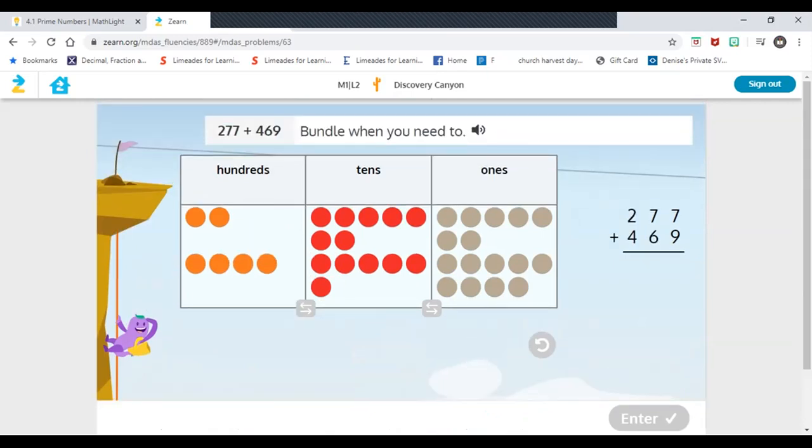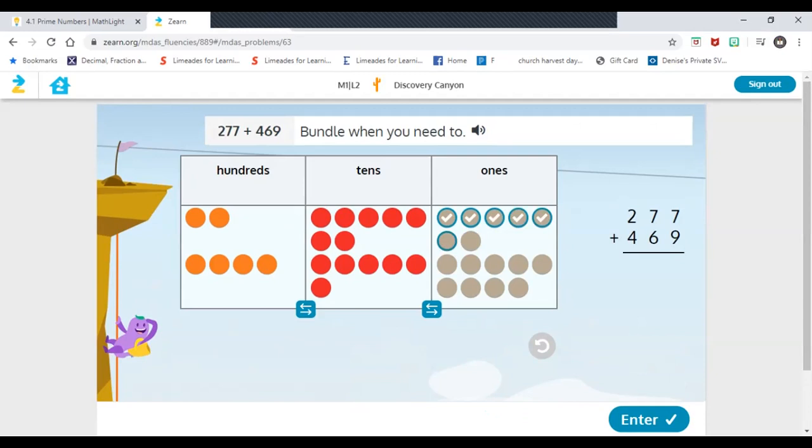So now we need to bundle. And in my bundles, I start with the ones, and in each bundle I need to have 10. So 1, 2, 3, 4, 5, 6, 7, 8, 9, 10. So I'm going to take these 10 and bundle those into a 10. Then I'm going to count how many ones I have left. 1, 2, 3, 4, 5, 6. I don't have enough to bundle into a 10.